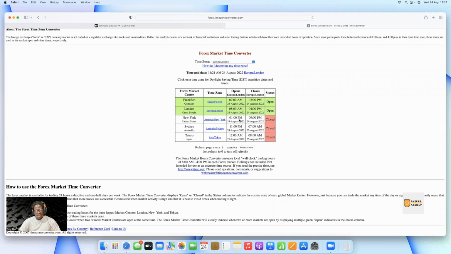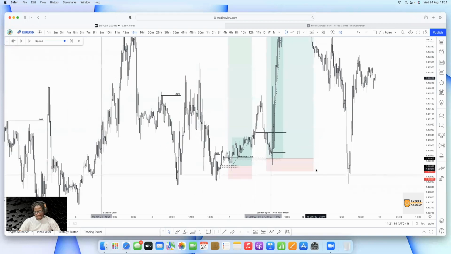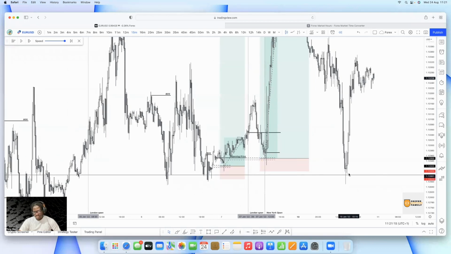So 1 p.m. London is 8 a.m. So I just go to my chart. 8 a.m. on that chart is my London open, and then 1 p.m., 13, which is 1, is my New York open. Very simple. Okay. What assets am I analyzing?